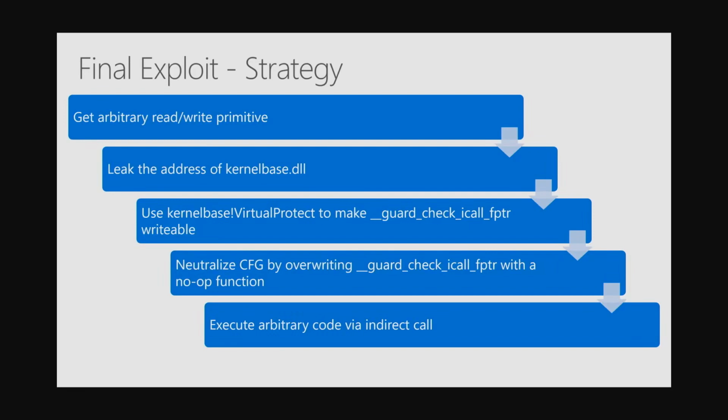But I figure with this, I can probably get a working exploit. The strategy I figured I'd use is, first, I get this arbitrary read-write primitive using the memcpy gadget. Then I need to leak the address of kernel base, because I want to call the function VirtualProtect. I'm going to use VirtualProtect to make the Control Flow Guard check function pointer writable. This is the function that gets called every time you need to validate whether a function is a valid indirect call target or not. So I make that function pointer writable, and then I overwrite it with a function that always returns yes, this is a valid indirect call target. Once Control Flow Guard is effectively neutralized, I can make indirect calls anywhere I want, so I can make an indirect call to kick off a ROP chain.